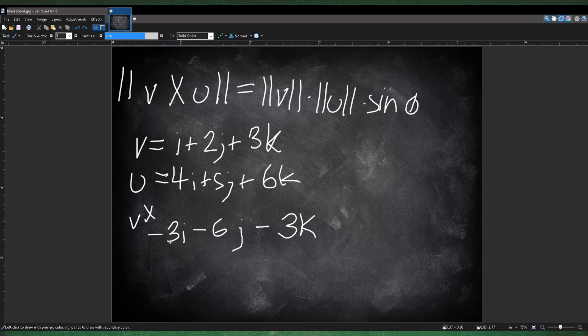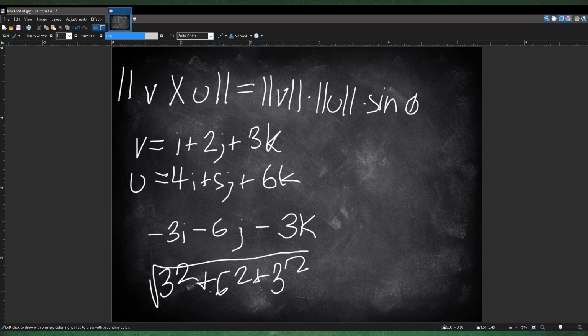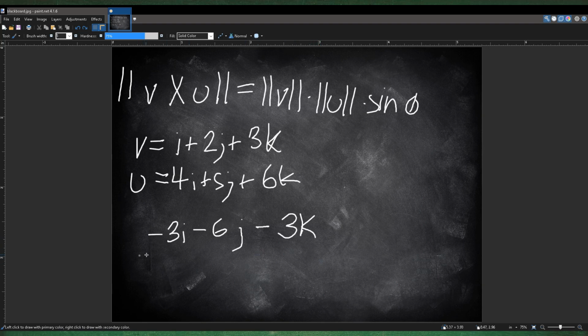It's equal to this. Then you have to find the magnitude of this. So the magnitude is the square root of 3 squared plus 6 squared plus 3 squared, that's 9, and that's 18, and that's 36. So that gets 54. So you have a magnitude of square root 54 for the cross product. Now the magnitude of v is 1 squared plus 2 squared plus 3 squared. So that's 9, 4, and 1. So that's square root 14.